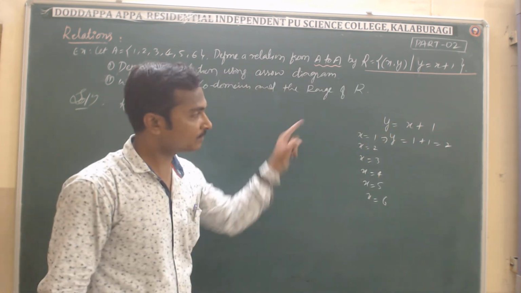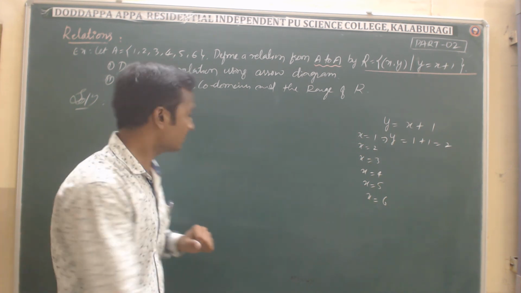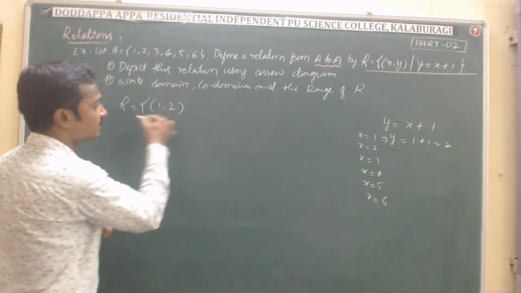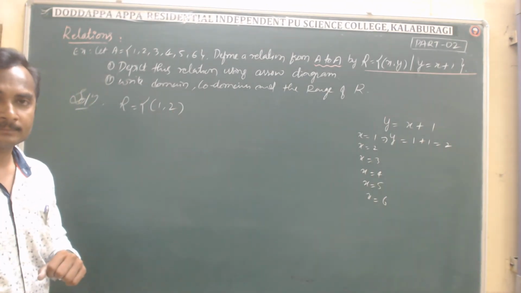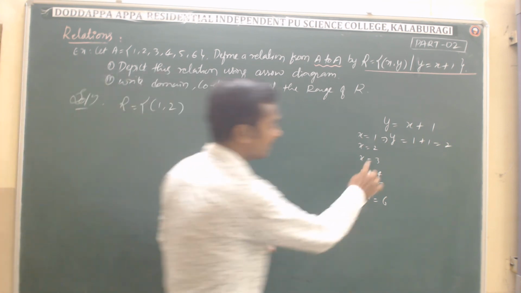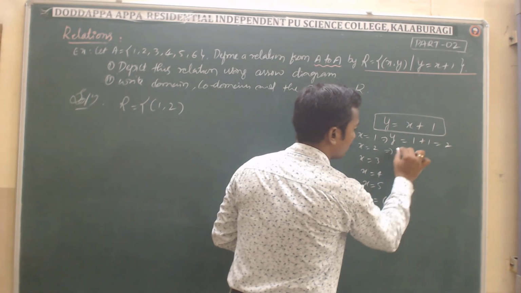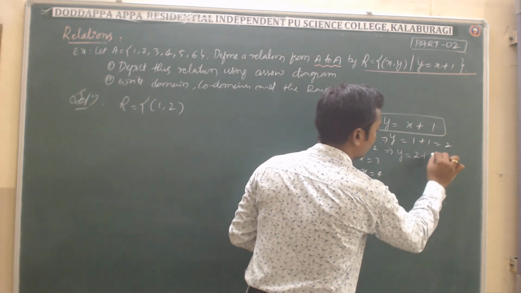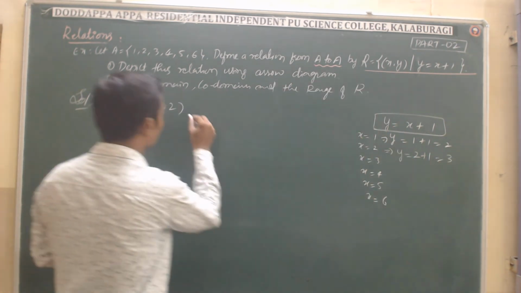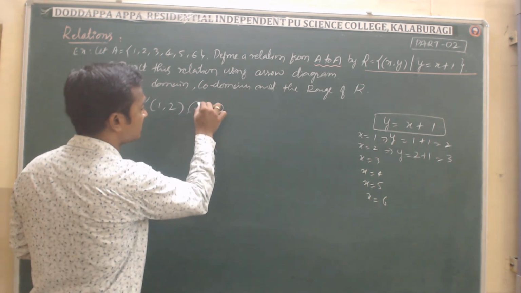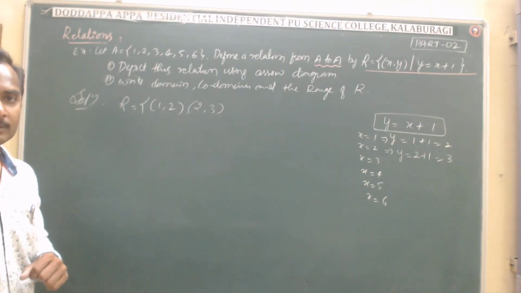If you put x equals 1, you are going to get y equals 2. It means (1, 2) is an element of the relation set R. Next, if you put x equals 2 in this relation, y equals x plus 1, which is 2 plus 1, that is 3. It means (2, 3) is the next element of the relation set.